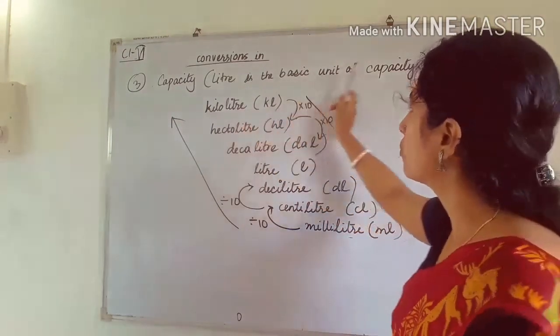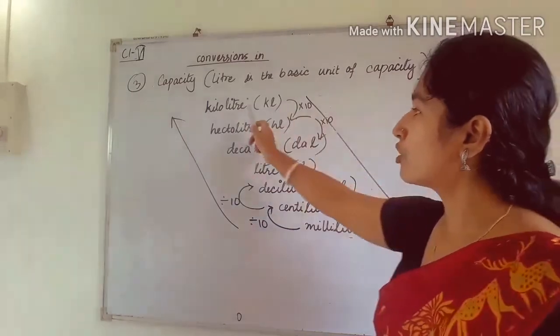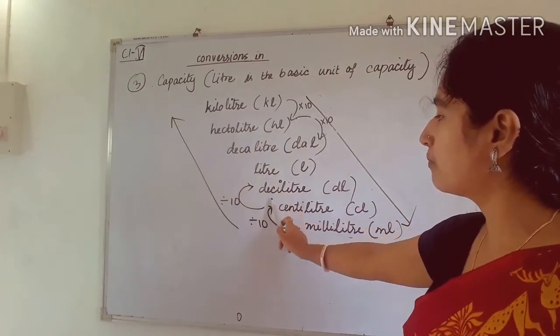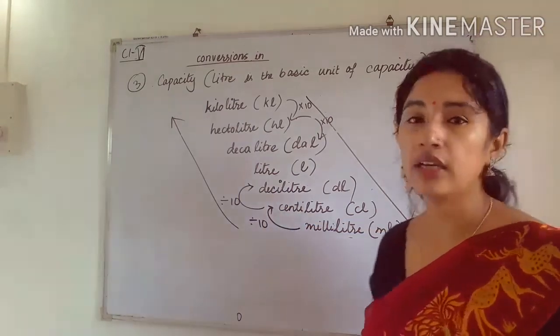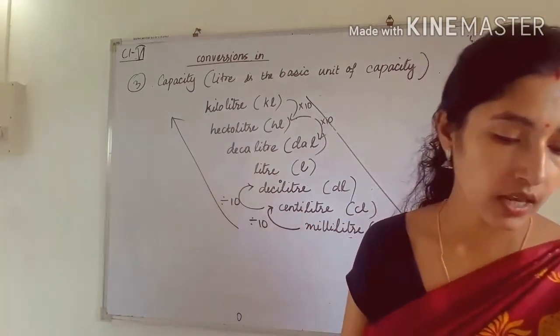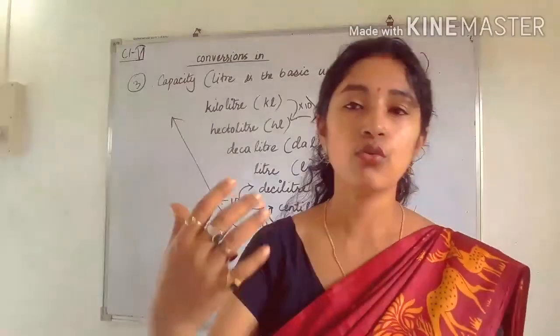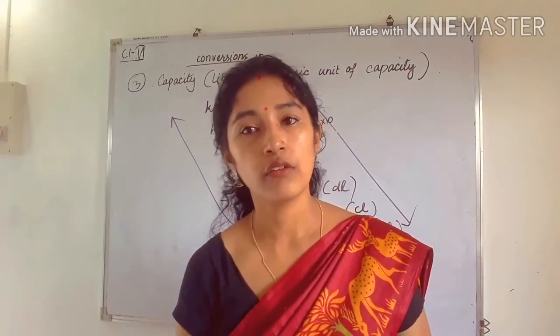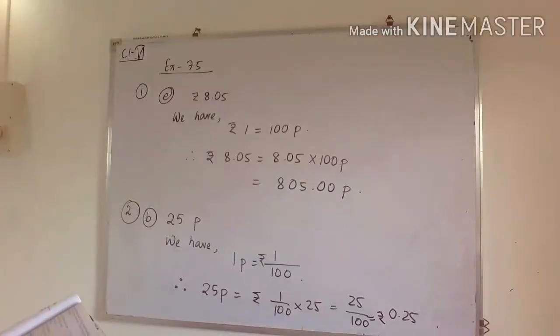Gram is the basic unit of weight. Okay. Here also kilogram, hectogram, decagram, then gram, decigram, centigram, milligram. Okay. The steps will be same. That is, you have to multiply when you step down, and if you go up, then you have to divide. Okay. So see student, next question I am doing from exercise 7.5. So question number 1E. So I am doing one question each.